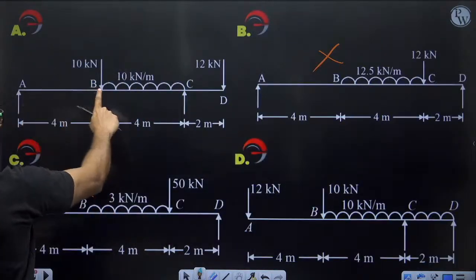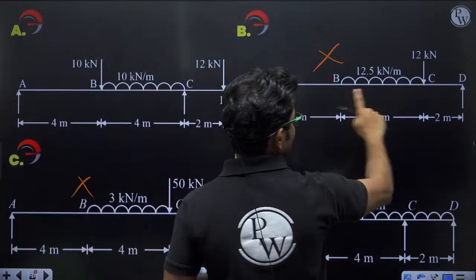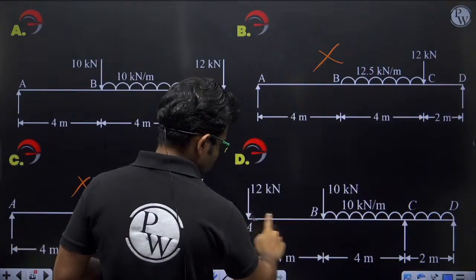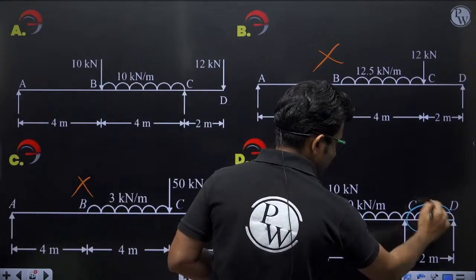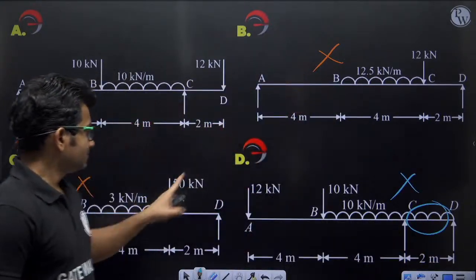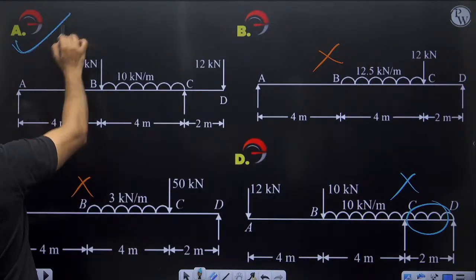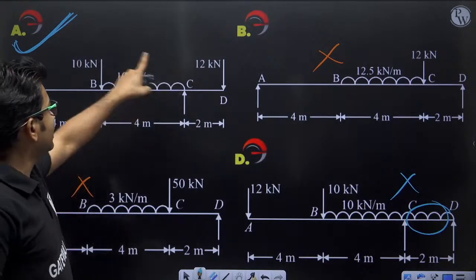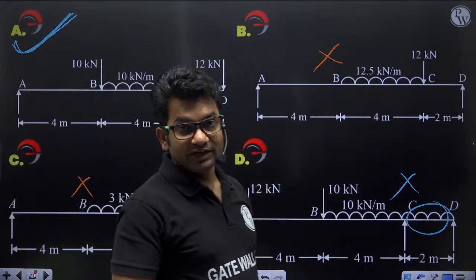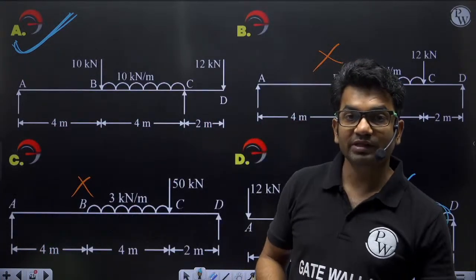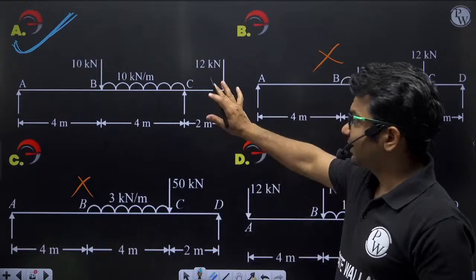This option has loading in CD, so this is wrong. So three options are eliminated, and we are left with option A as the correct answer. There is no need to calculate the magnitude of reactions. Without even calculating the magnitude of reactions, you will be able to get the correct answer.